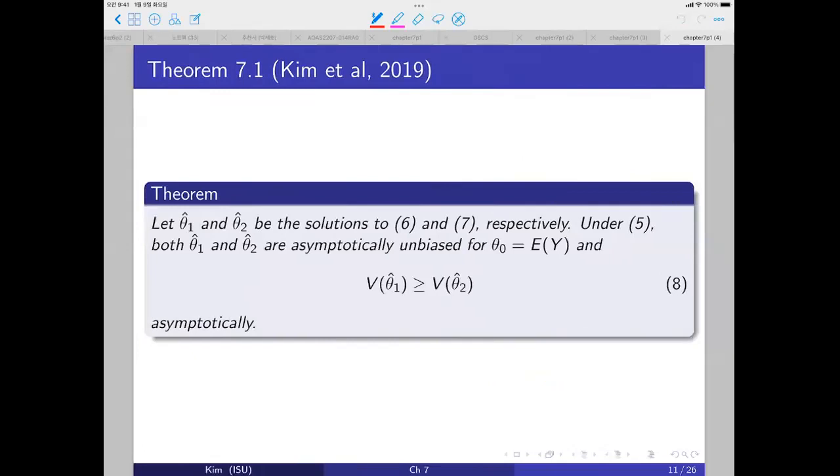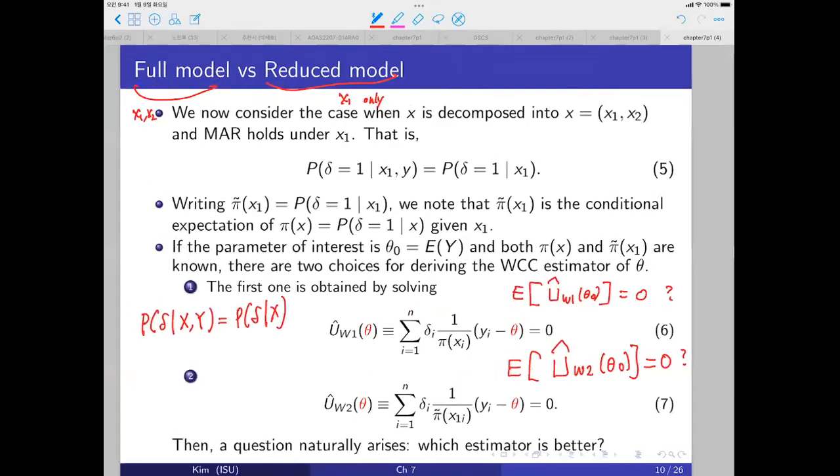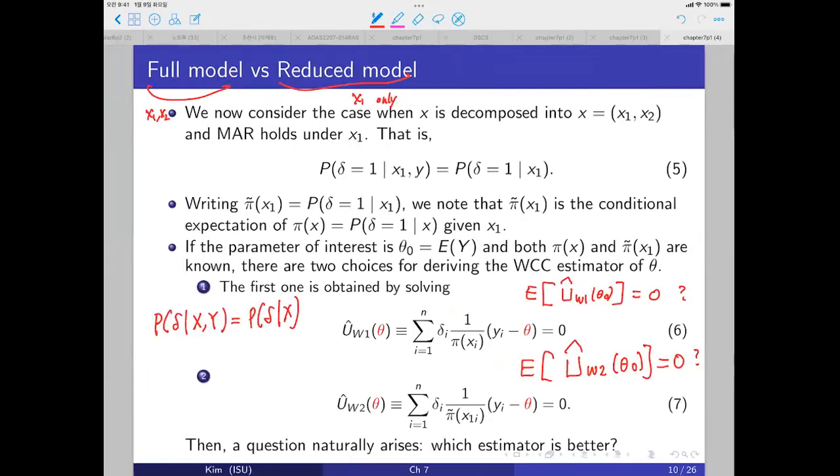Turns out that theta 2 is better in terms of variance. What is theta 2? Theta 2 is the one that uses the smaller covariance, so the reduced model. So let's try to understand what's going on.